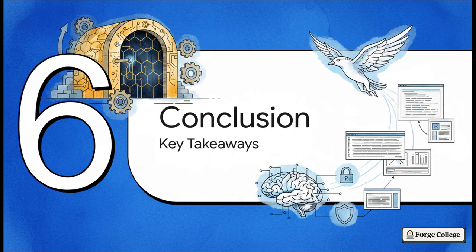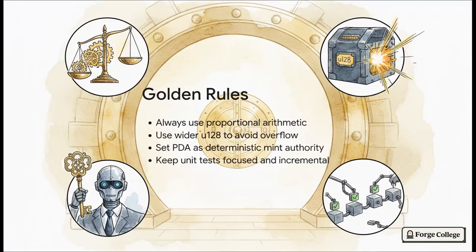And that brings us to our conclusion and key takeaways. We have successfully translated theory into a functional, secure code skeleton. Let's rapid-fire the golden rules of vault building that we derived directly from the practical constraints we uncovered today. Number 1, always use proportional arithmetic for everything after that first deposit. Number 2, use the wider U128 integer type for intermediate math to absolutely avoid overflow errors.